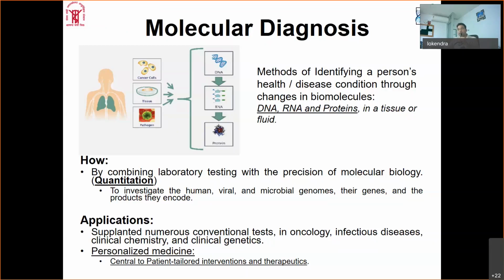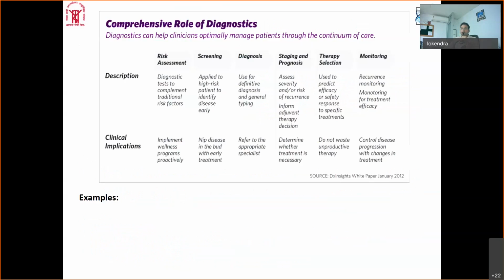Overall, molecular diagnostics deal with the identification of various biomolecules, specifically DNA, RNA, and proteins, in biological fluids or biological samples, through the use of molecular biology techniques. And we use it very frequently. Another implication of molecular diagnostics is in risk assessment. For example, if somebody is predisposed or susceptible to various risk factors, then it can be diagnosed by various tests.